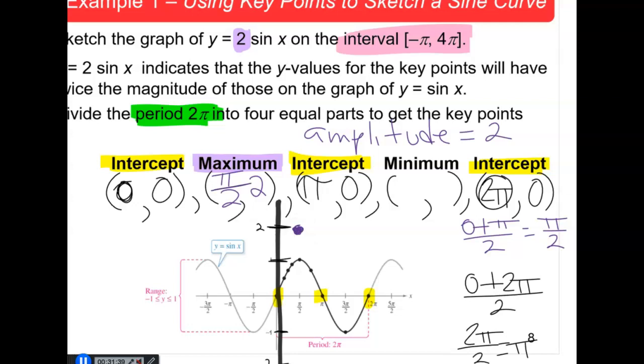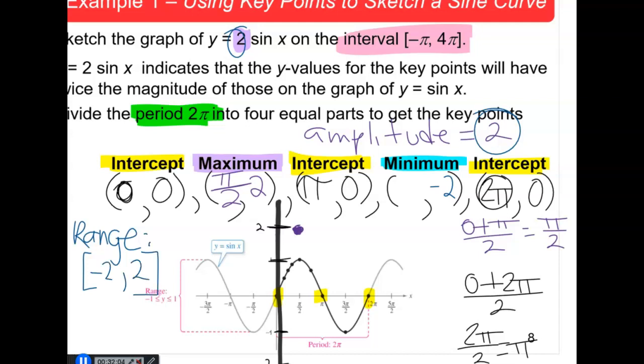Now for the minimum, the y value is going to be equal to negative 2. How do we know that? Because the amplitude is 2. Remember that came from this number here. So also we could say that the range is going to be from negative 2 to positive 2, because this 2 here is stretching the parent function vertically. So it's pulling that maximum from 1 to 2 and that minimum from negative 1 to negative 2.